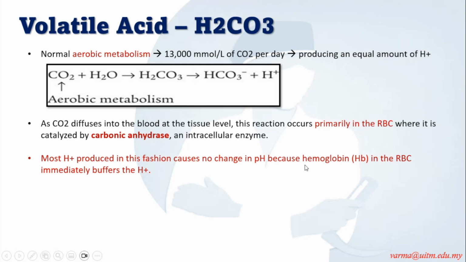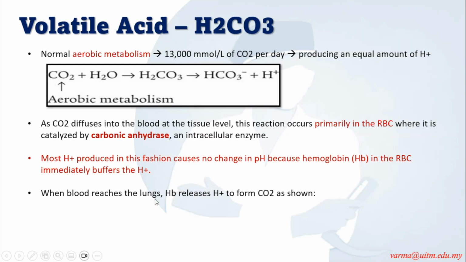The buffer here is the hemoglobin. Okay, the bicarbonate reaction done by the carbonic anhydrase within the red cell causes isohydric buffering, which means they consume this H plus immediately and catalyze this reaction so that there is no change in pH. A buffer is something that resists change in pH. So it immediately buffers the H plus. The term is isohydric buffering.